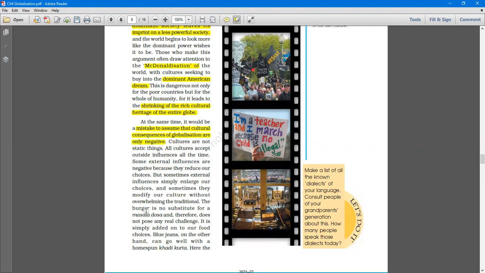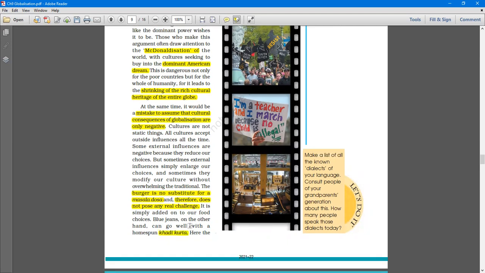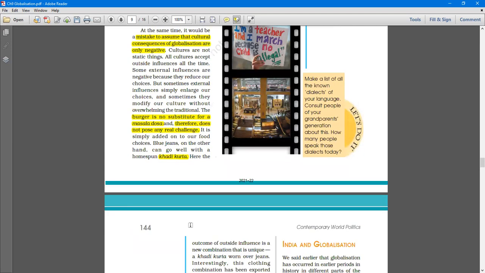जैसे एक एग्जांपल आपको दे रखा है, बर्गर कोई सब्स्टिट्यूट नहीं हो सकता मसाला डोसा का, है ना. Burger is no substitute for a masala dosa, and therefore it cannot pose a big threat. It is simply added, हमारे पास फूड चॉइसेस और दूसरी अवेलेबल होगी. Blue jeans on the other hand can go well with a homespun khadi kurta. तो कुर्ते के साथ में कोई जीन्स पहनता है, और ऐसा कल्चर हमारे यहाँ पे नहीं, वेस्टर्न कंट्रीज में लोग फॉलो करने लगे थे, एक तरीके से फ्यूजन बन गया ना.